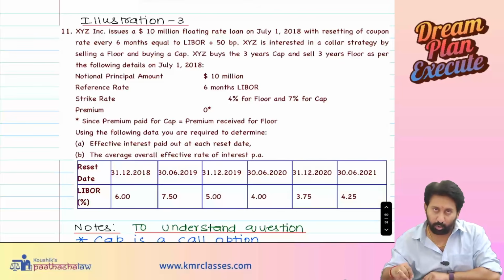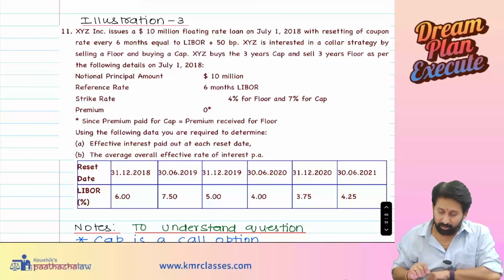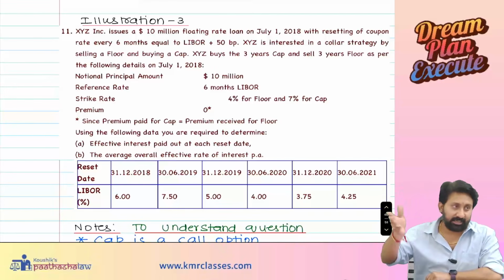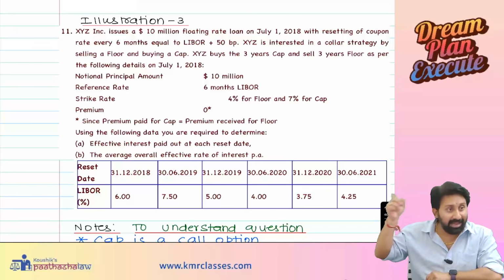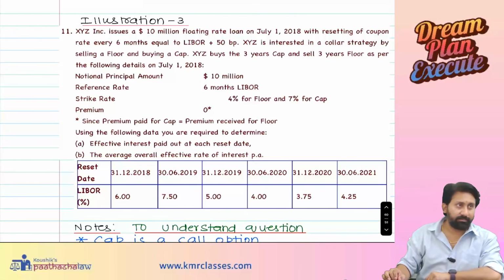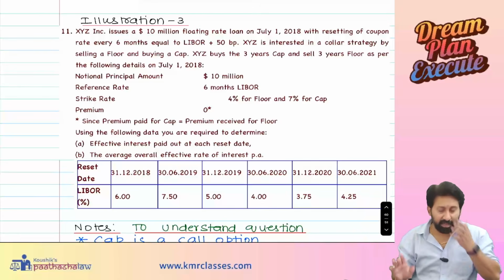Floating rate what? Loan. Who gave? XYZ Incorporated issued a $10 million floating rate loan. Issued loan means issued bonds. Worth how much? $10 million, that is 100 crore. In CFA they use dollars, and millions also they use.